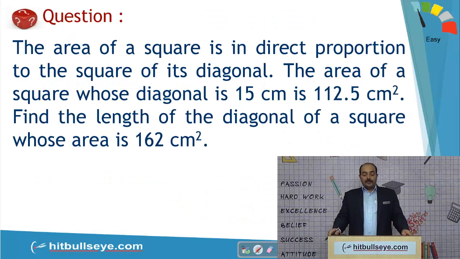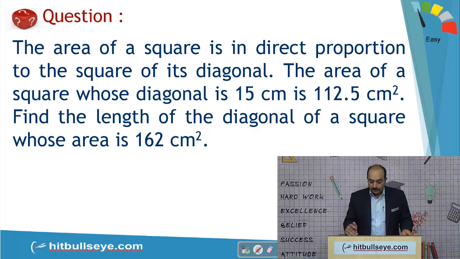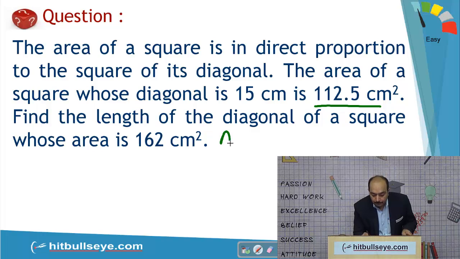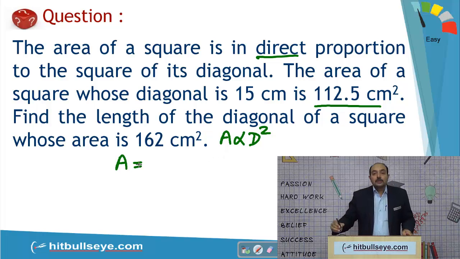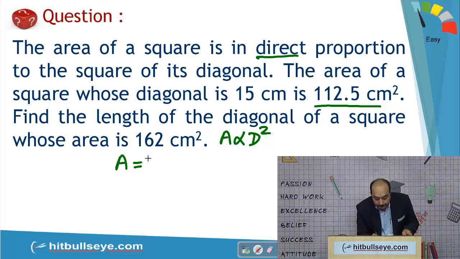The area of a square is in direct proportion to the square of its diagonal. Area of a square whose diagonal is 15, we are given the area 112.5. Find the length of the diagonal when the area is 162. So first of all, we'll make the equation, and it says area is in direct proportion to the square of the diagonal. That means area is proportional to diagonal square. We can write this further, using the constant of proportionality, as area equal to k into d square.